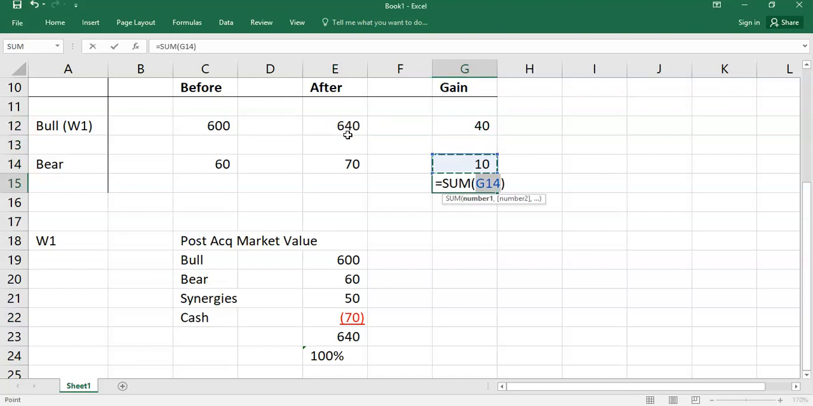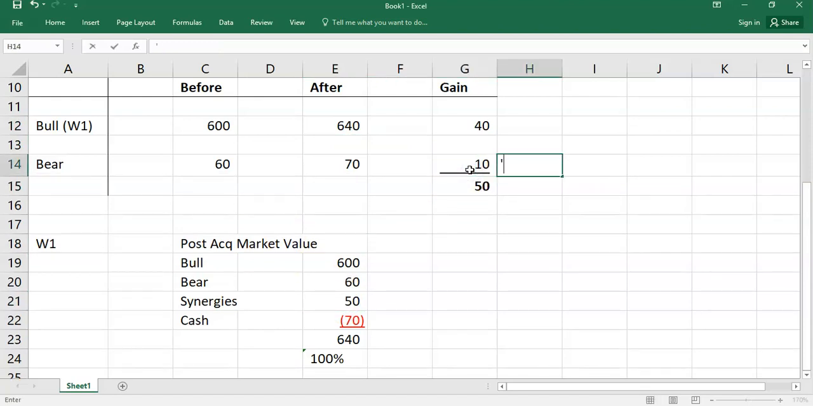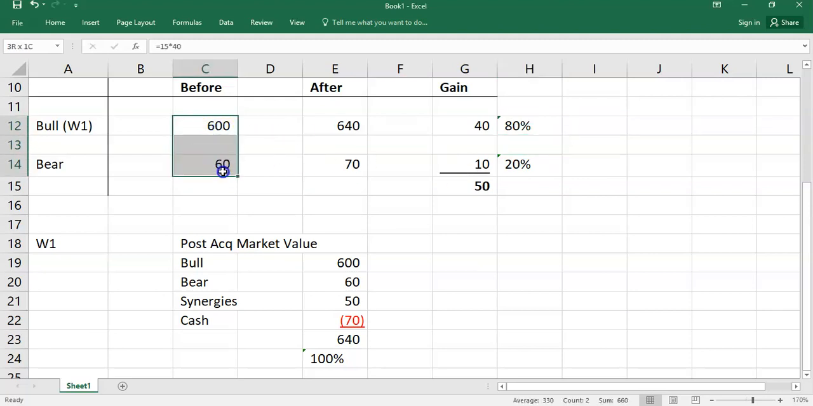So what you can see here, the total gain made was 50. That's the value of the synergies. How it's been allocated out is the disposing shareholders got 20% of the synergies, the acquiring shareholders got 80%. And that's the kind of calculations that you're doing. You look at before the deal, after the deal, and see who's winning.